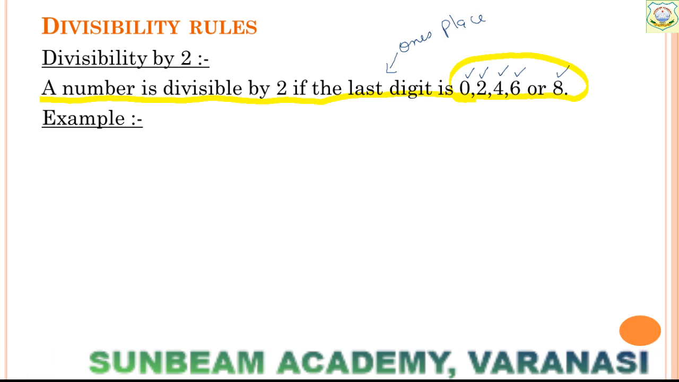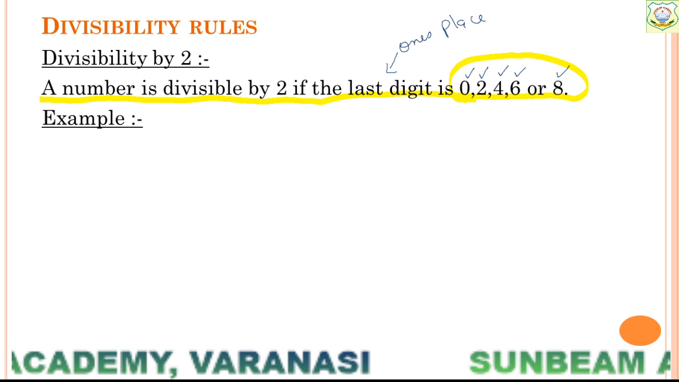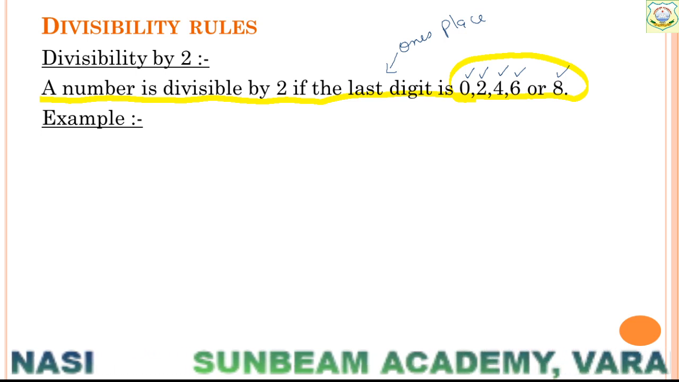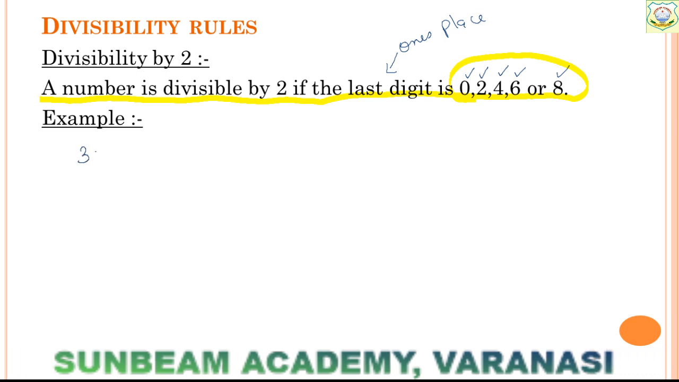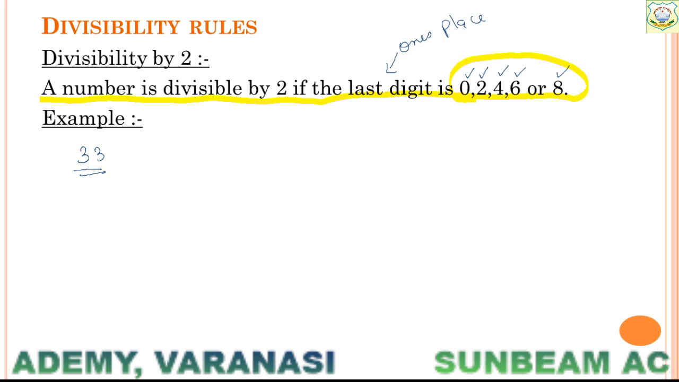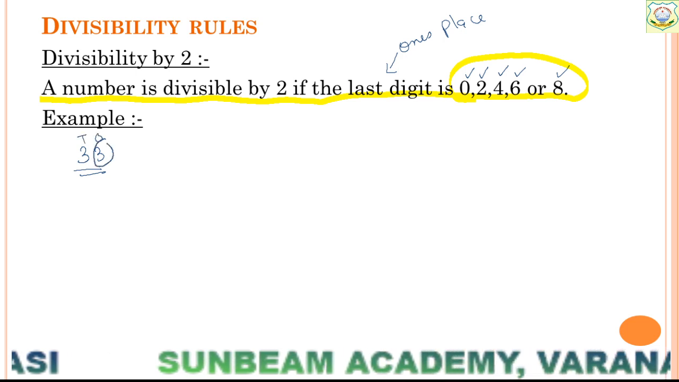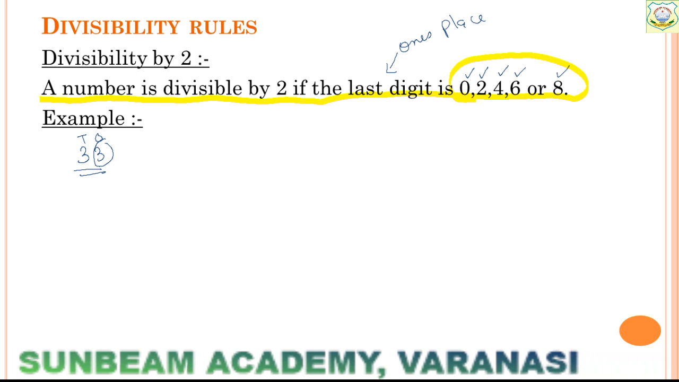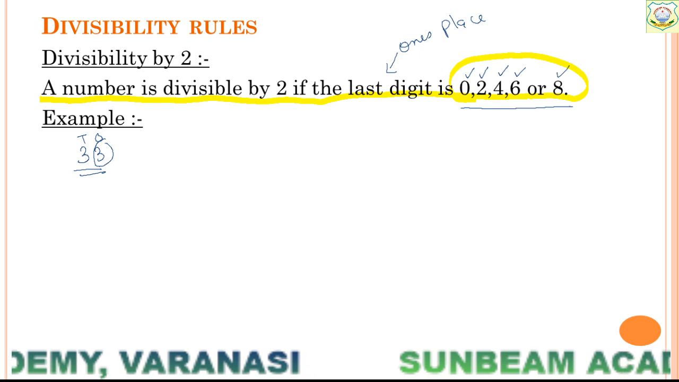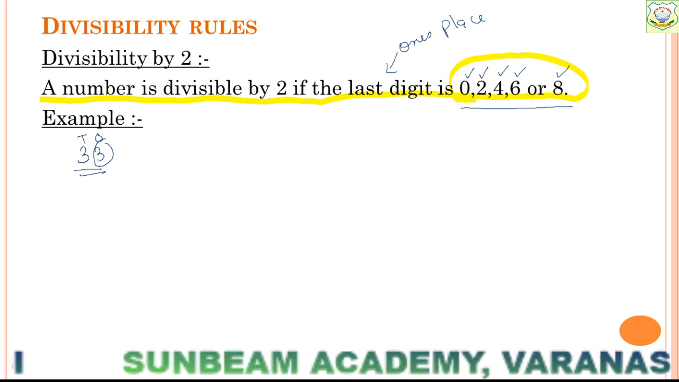Now, here I have not written any examples so that I can explain it to you in a better way. So let's take one example. For example, there is a number 33. Now check the ones place. Ones place is 3. So now what we have to do? We have to see if 0, 2, 4, 6 or 8 is there, then it is divisible by 2. Otherwise it is not divisible.